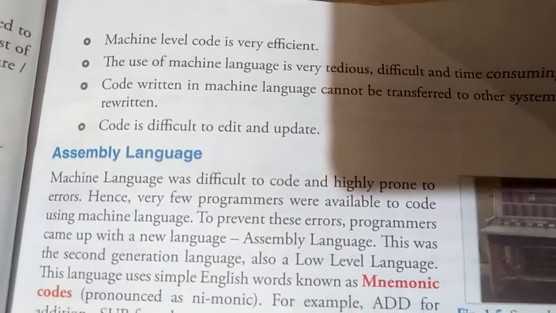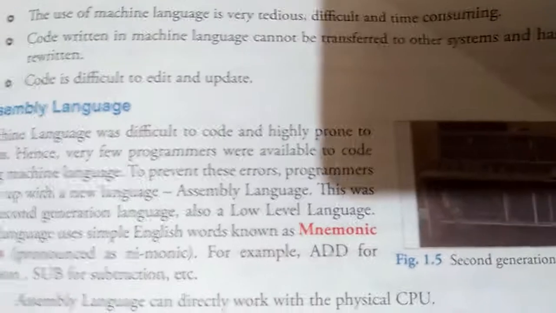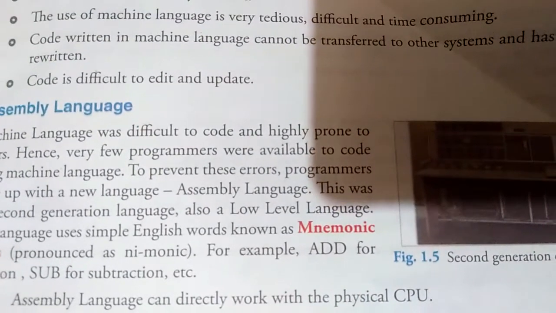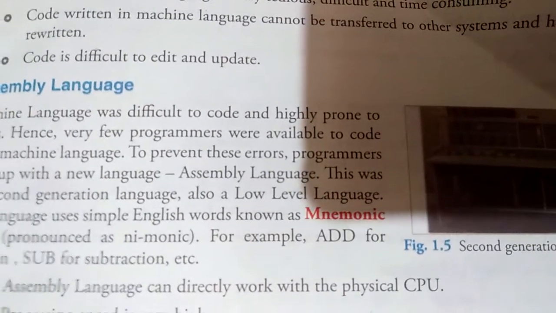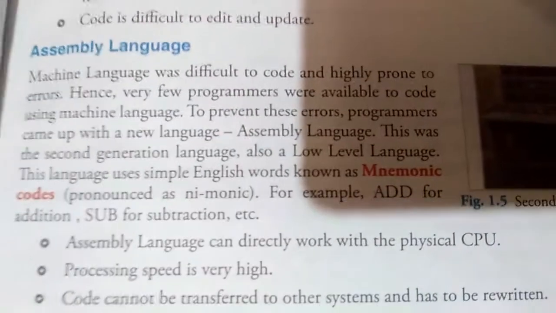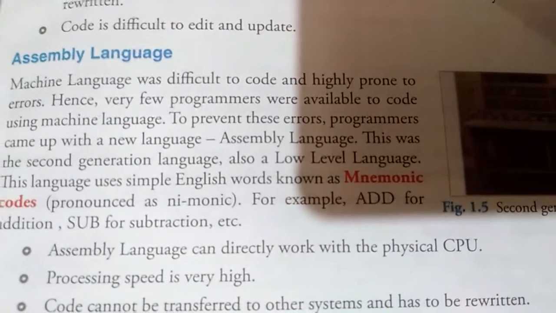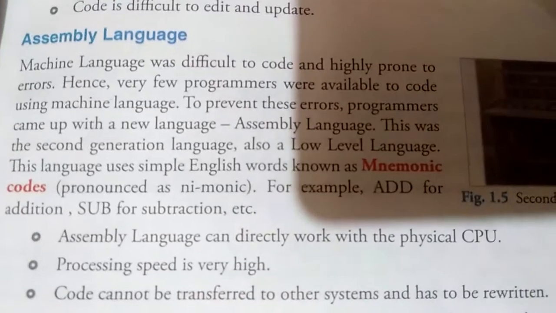Code written in machine language cannot be transferred to other systems. It means if we write code in machine language, it cannot be transferred to another system. Code is difficult to edit and update. We can't edit that code, and update means if we want to make some changes, we can't do that either.